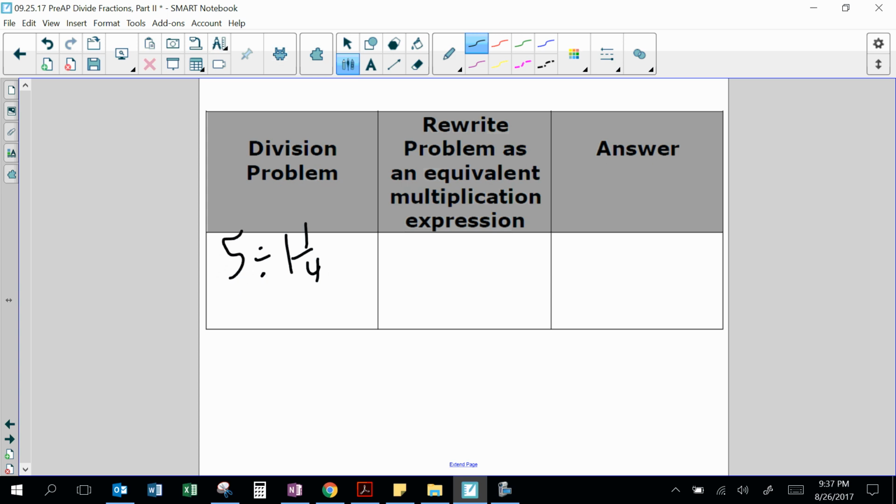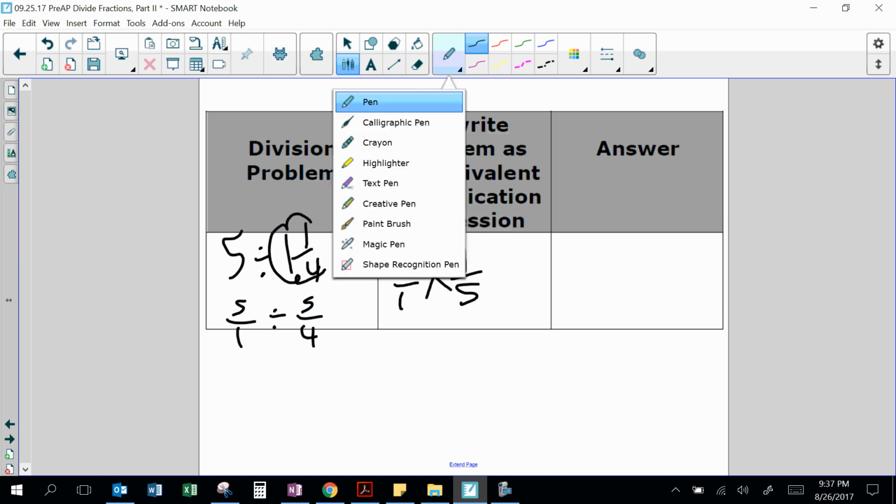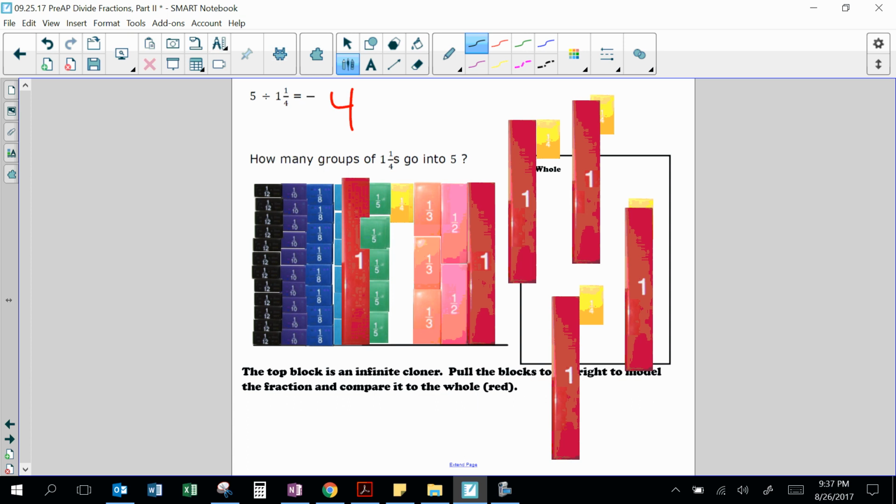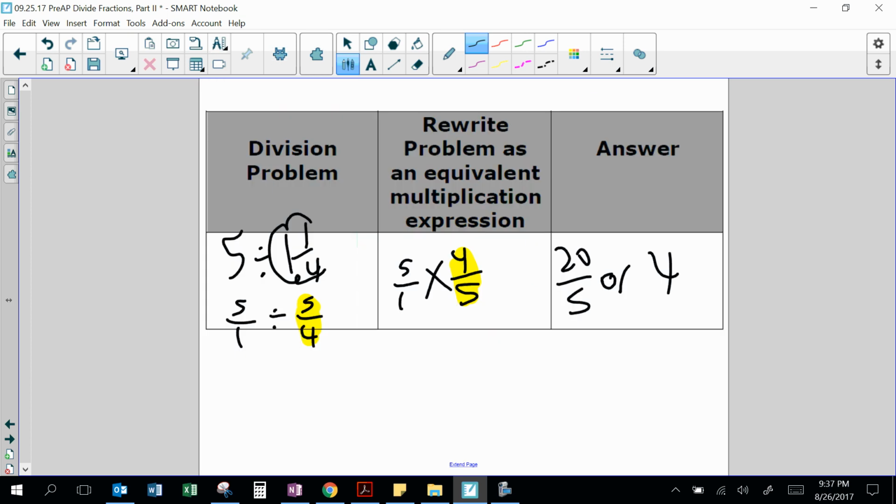Can I rewrite this in fractional form? 5 over 1, because remember, a 1 goes underneath a whole number, divided by 5/4. Now rewrite the problem as an equivalent multiplication expression. 5 over 1 times the reciprocal. So I did the reciprocal of this one. So now I get 20/5, or 4. And let's look at our model. Yep, 4 members got 1 and 1/4 pies.